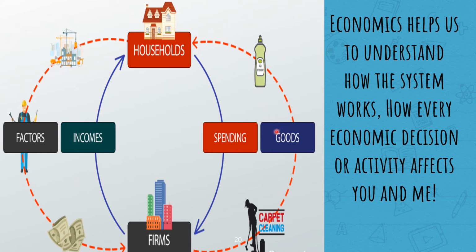Well, who helped to produce these goods? It was none other than the households. The households provide their services to the firms, with the help of which the firms were able to produce goods. In turn, the households pay for the goods and services to the firms, some consumption expenditure. And the firms pay the households for their services in terms of incomes. So you see, one sector is related to another. So economics helps us to understand how the system works, how every economic decision or activity affects you and me.